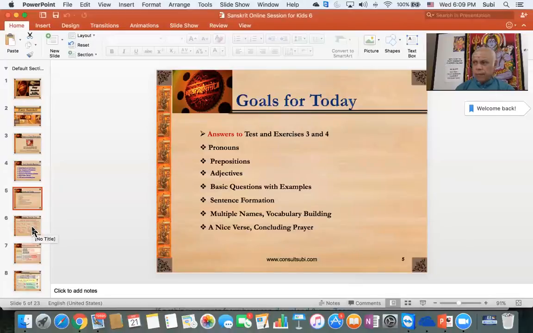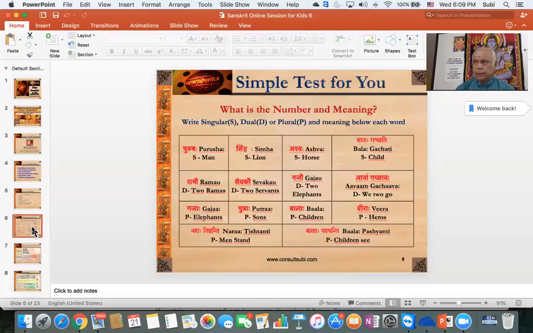Thank you very much for submitting your exercises. It's very good. I think you have done very well, and so did Rishabh. So I'm going to review the answers and slight errors here and there which you can correct. Okay. Now, the first row of all the nouns are all singular. As you see, Purushaha is singular, man. Simmaha means a lion, singular. Ashvaha is also singular. And Gachati is also singular.